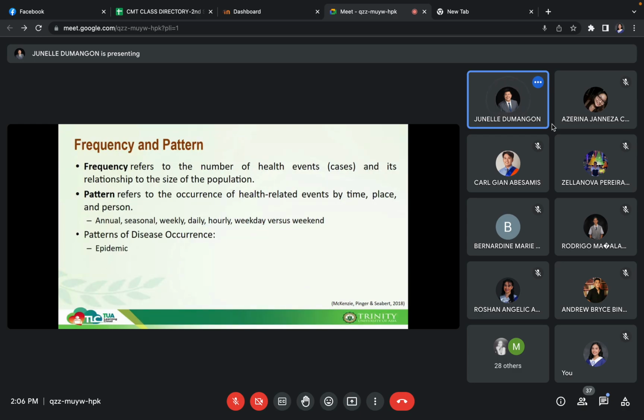And when we say pattern, it is the occurrence of health-related events or disease by time, by place, and by person. So, kung by time, pwedeng annual, seasonal, weekly, daily, hourly, or may mga diseases din na more common on weekdays compared to weekends. And in terms of place, pwedeng epidemic, local area lang, pandemic, international, or endemic, regularly occurring.